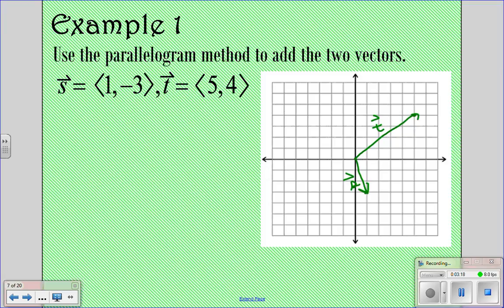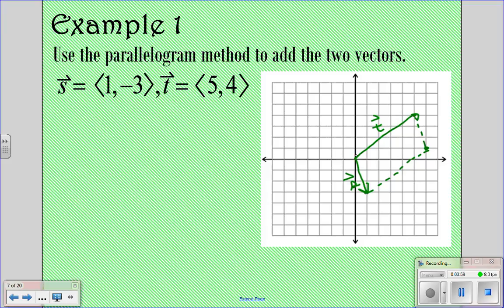Now that you have your 2 vectors drawn, we need to create the other sides of our parallelogram. And so basically, this vector was 5, 4. We went over 5 and up 4. We can start at this point here, and we can go over 5 and up 4. And so now it's parallel and the same length as the vector that we just had. And so there's that side. And then we can do the same thing from this one. We can go over 1 and down 3. And so that would be the 4 sides of our parallelogram.